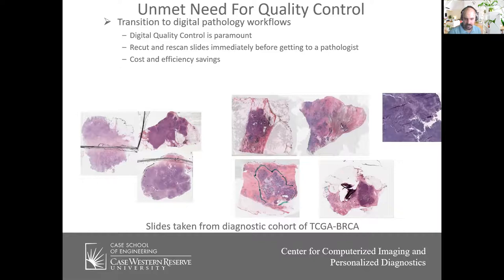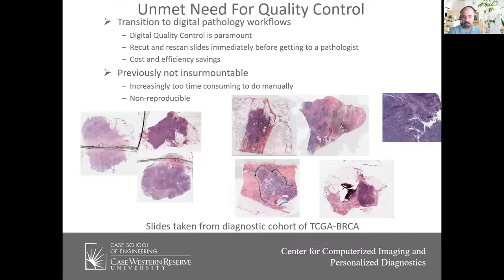Now, previously, this wasn't so insurmountable. Many years ago, when I was doing my PhD, the cohort sizes were maybe 5, 10, or 20 slides. We would simply spend an afternoon manually delineating the regions that were of good quality, and then go on with our experiment. But of course, now that we're starting to see cohorts that range into the thousands and tens of thousands, it's really not possible to do this manually. And maybe more importantly, it's not reproducible. Where I determine is good, you might not determine is good, or slides I determine are bad, you may not determine are bad.